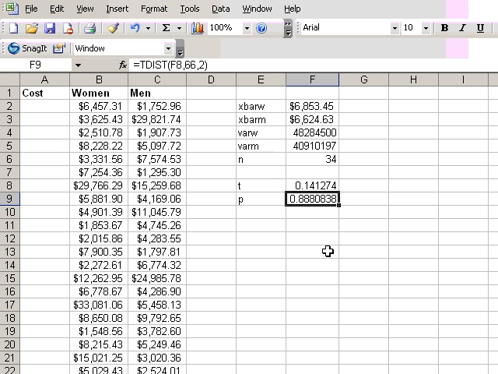On the basis of that probability, we would not reject the implicit null hypothesis that cost is independent of the two-level variable women or men. Stated another way, we would not reject the implicit null hypothesis that men and women are no different in their costs.